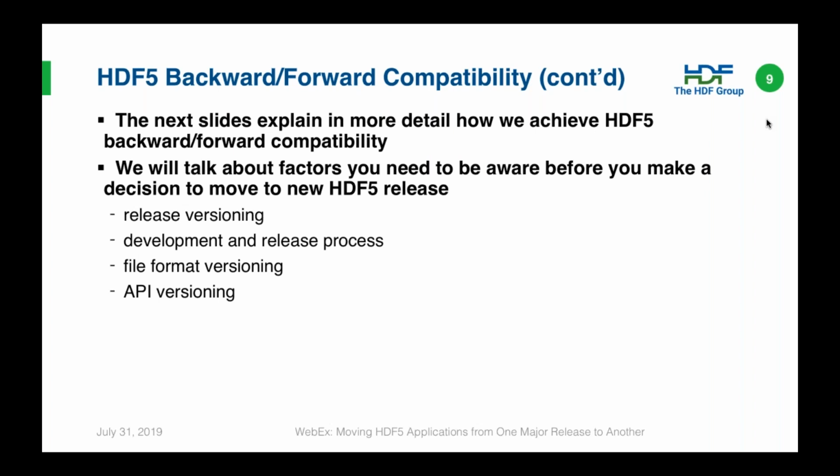So the next slide will explain in more detail how we achieve HDF5 backward and forward compatibility, and I will talk first about release versioning so you understand what you can expect from releases based on the versioning. I will also talk about the development and release process so you can navigate through our Bitbucket repository, and at any time you can check out the version with the bug fixes or whatever is appropriate if you want to stay on top of the HDF5 development.